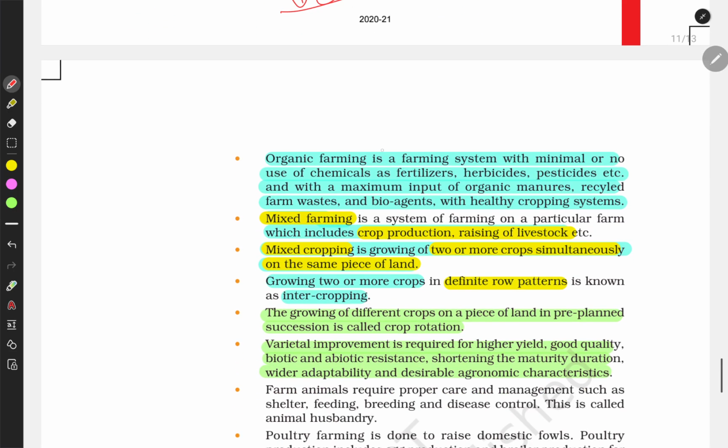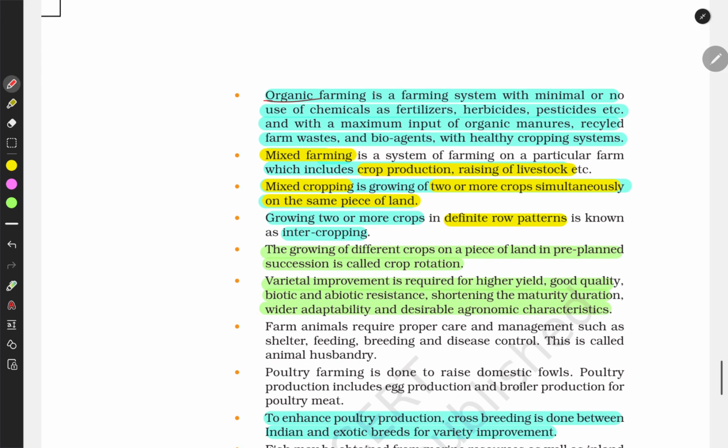Organic farming. What is organic farming? It is a farming system with minimal or no use of chemical fertilizers, herbicides, pesticides, etc., with maximum input of organic manures, recycled farm waste, and bioagents, with a healthy cropping system. What is mixed farming?